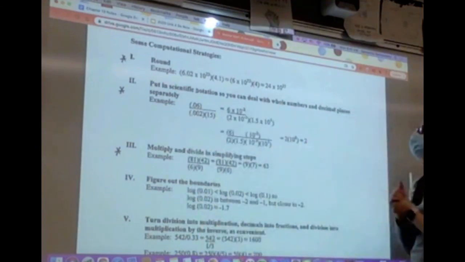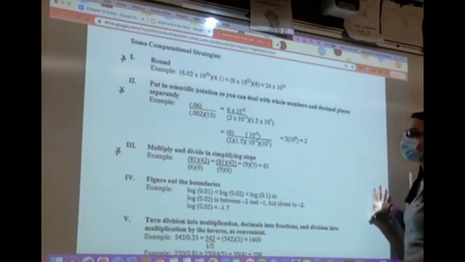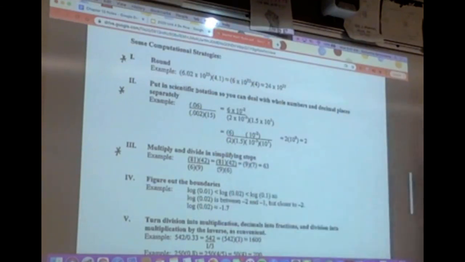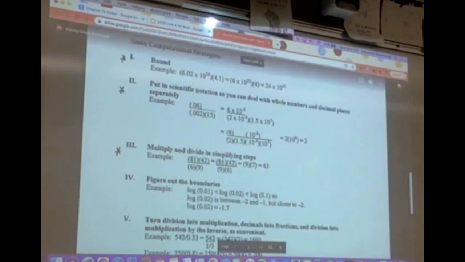If you have decimals, put them in scientific notation. It's a lot easier to work with scientific notation than trying to do even 0.06 divided by 0.002. Can't do that in my head. But if I put it into scientific notation, it's a little bit easier to work with. And then again, when you're multiplying and dividing, try to reduce where you can. So this is just some helpful hints with mental math.